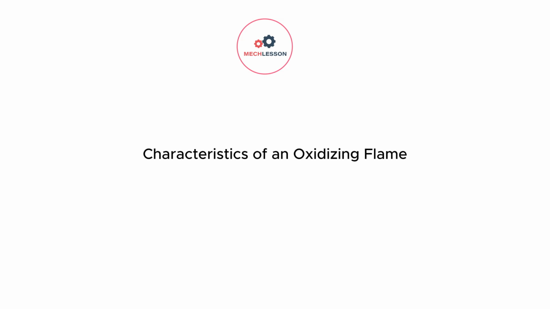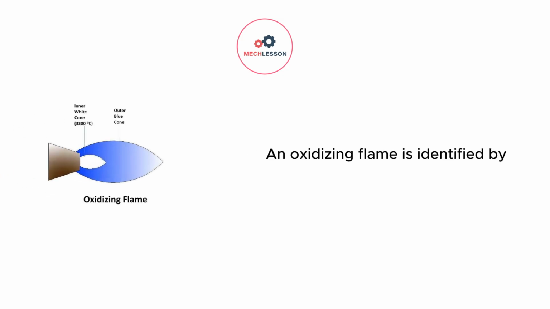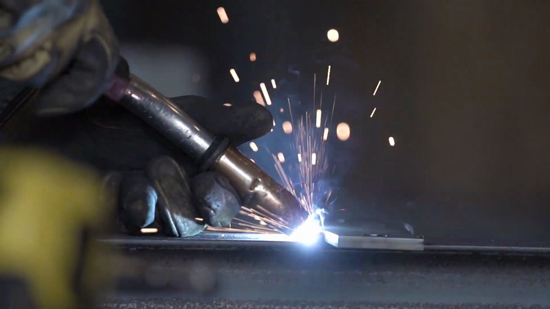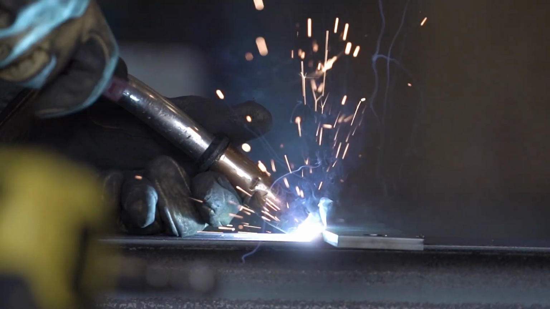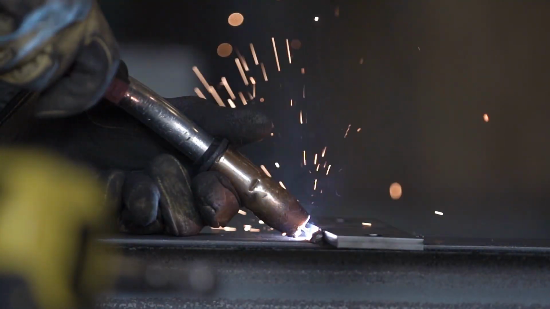Characteristics of an oxidizing flame. An oxidizing flame is identified by a short inner cone, a pointed flame shape, a distinct hissing sound, a slight purple tint, and a higher flame intensity. The inner cone becomes noticeably shorter compared to a neutral flame. Experienced welders can recognize an oxidizing flame almost immediately from both its appearance and sound.